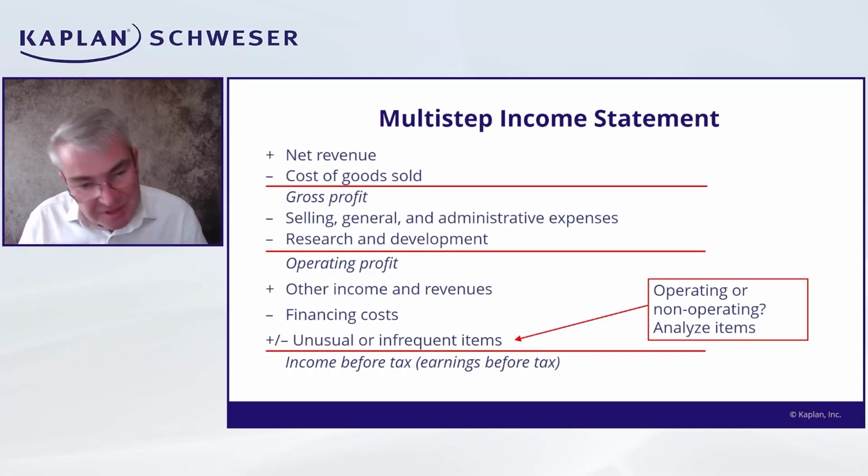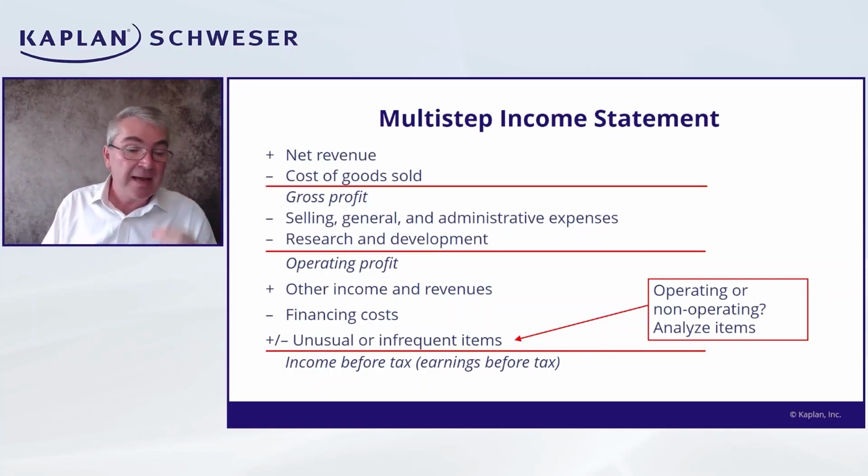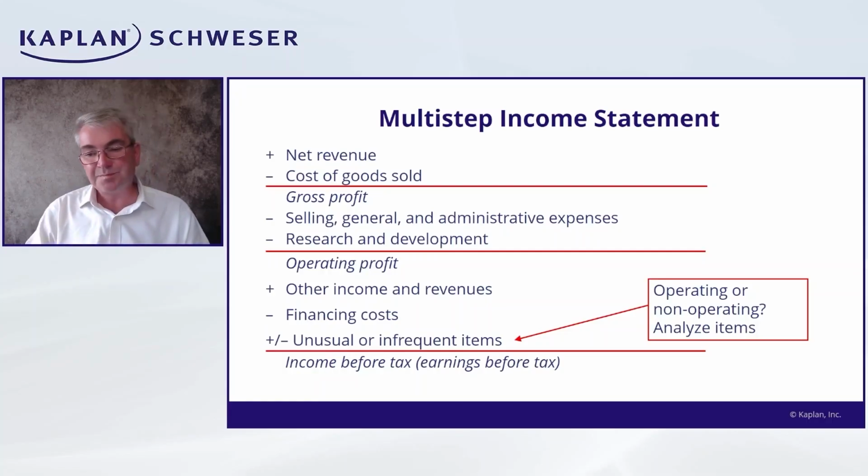Now, the issue for the analyst is, are these operating items? Are they not? Should I include them when I'm forecasting future operating profit? Should I exclude them? Because it's amazing how many companies have repetitive, unusual or infrequent items that seem to appear year after year after year. Classic one being restructuring costs. So again, area of subjectivity for the analyst. That brings us down to our income before tax, often referred to as earnings before tax.